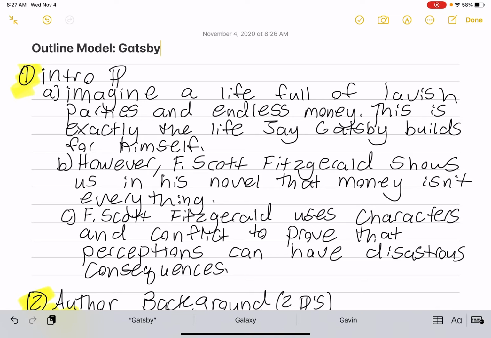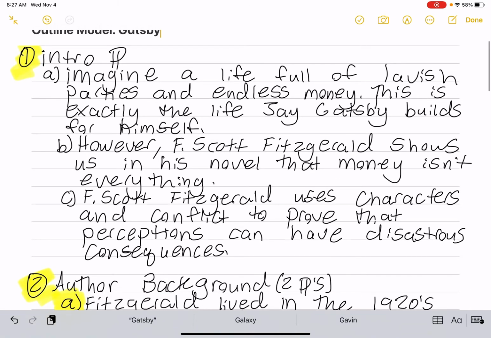So your introduction paragraph, you're going to start with a hook. So I started with a broad statement. I believe that's the inverted pyramid. It says, imagine a life full of lavish parties and endless money. This is exactly the life Jay Gatsby builds for himself.